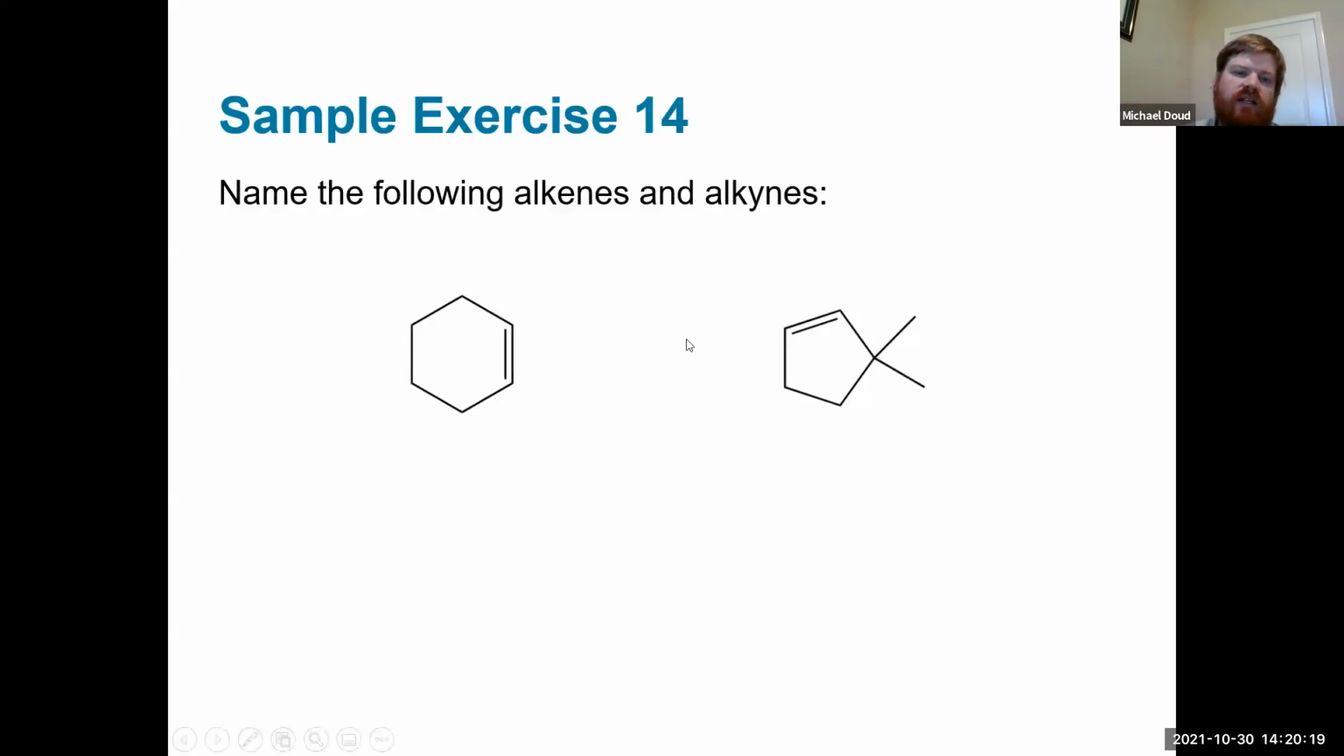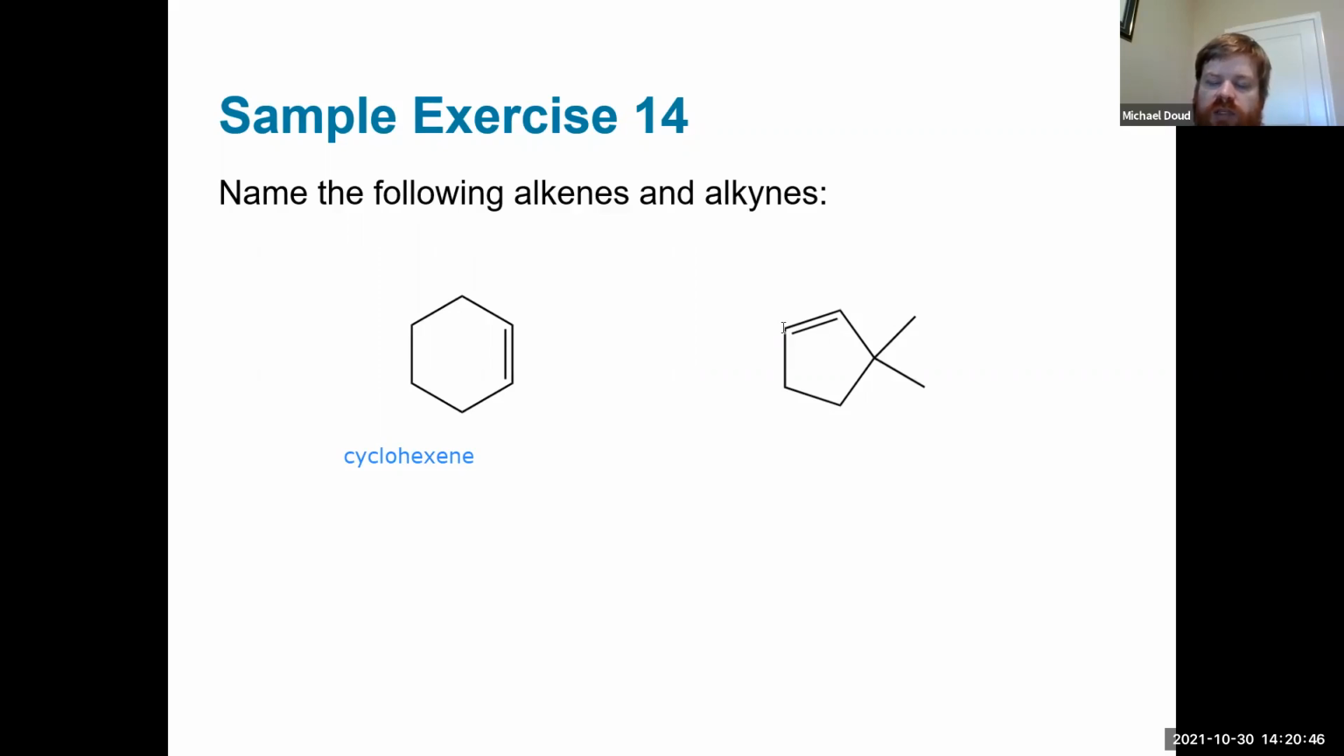Okay, let's go ahead and take a look at our answers here. So on the left side here, we've got a ring that has 1, 2, 3, 4, 5, 6 carbons. So it's the cyclohexane, hexane, but we've got a double bond, right? So we know that it's going to be cyclohexene. And then there's no substituents, so we don't have to worry about that. It's just cyclohexene.